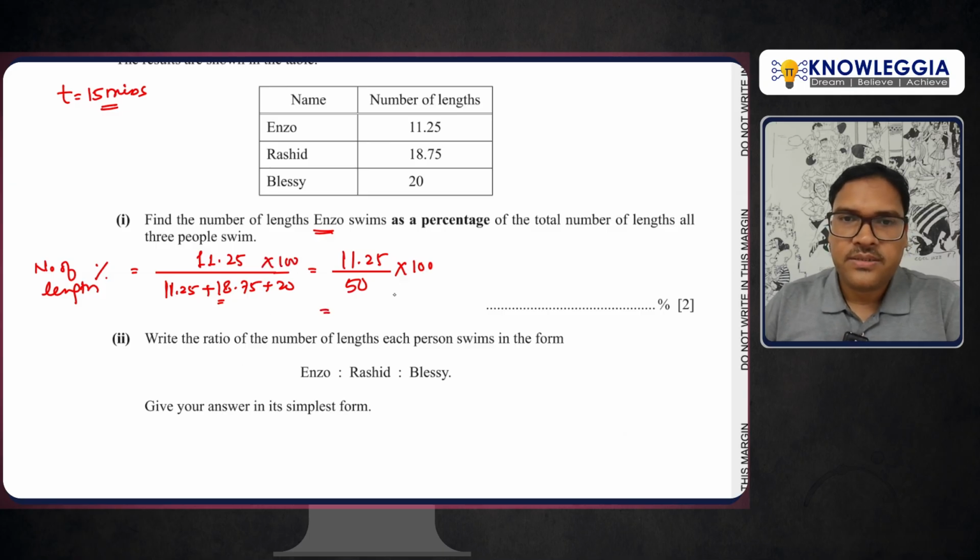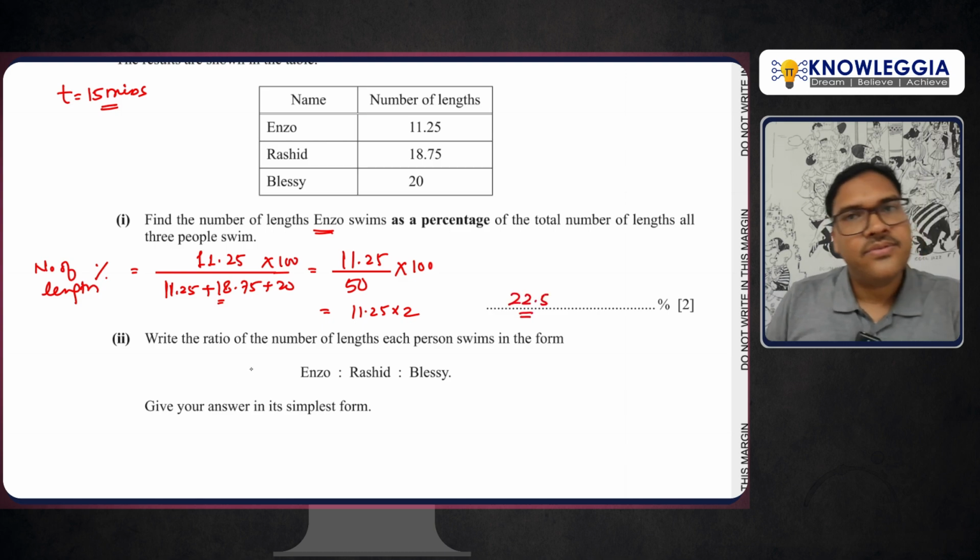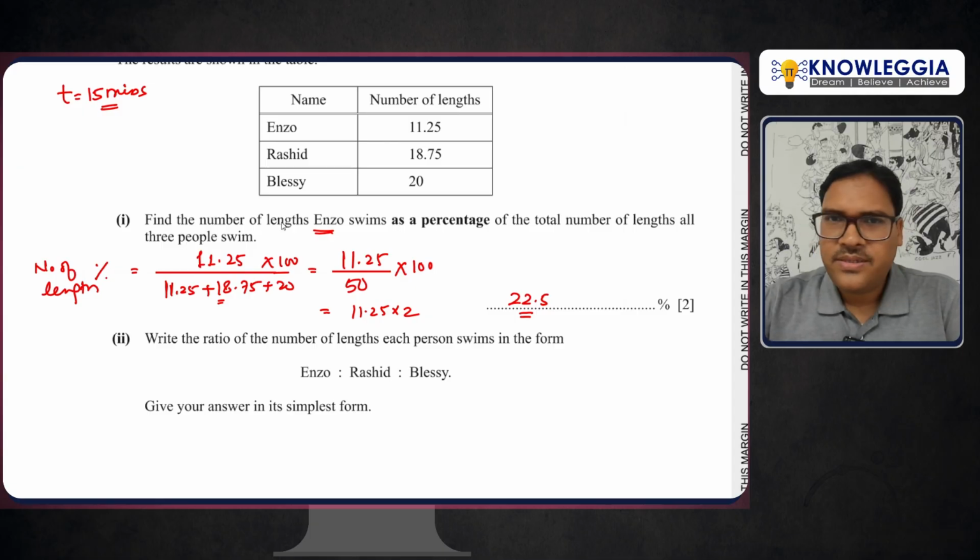So now you can check this. This is 11.25 into 2. Right. So now you can check, this is 22.5. 22.5%. That is the correct answer. Yes. So this one is easy.